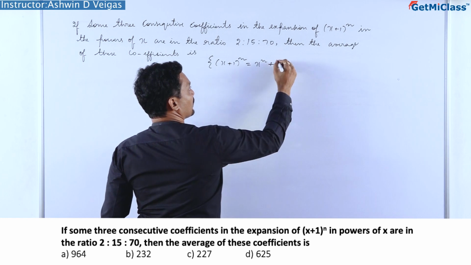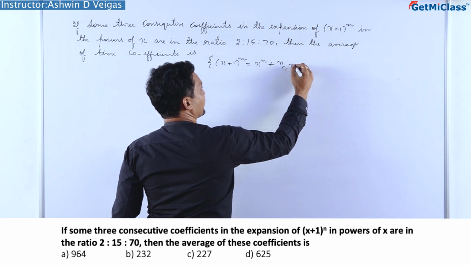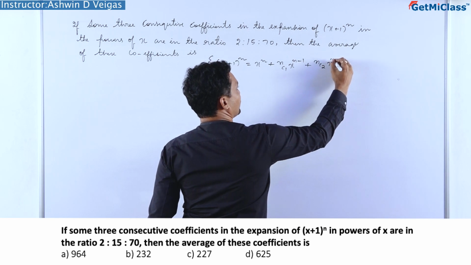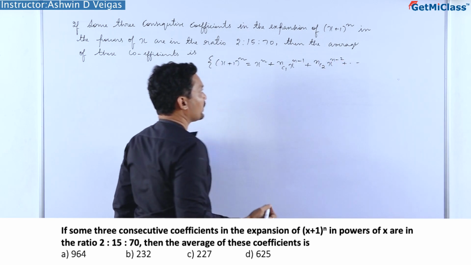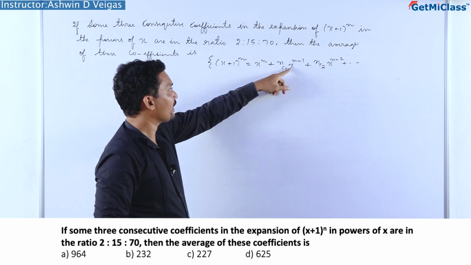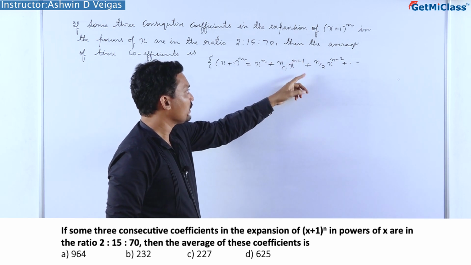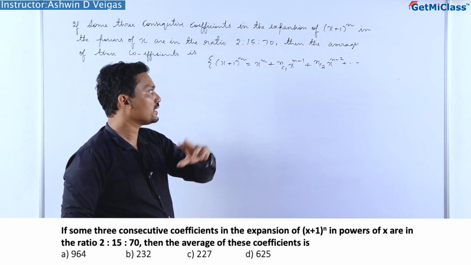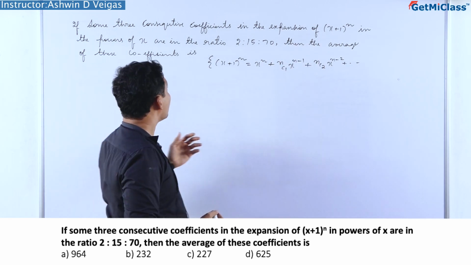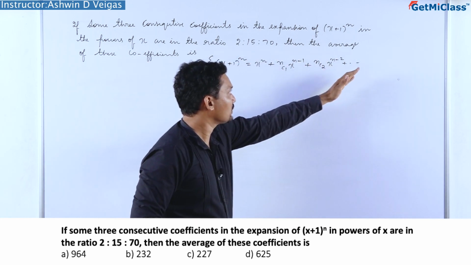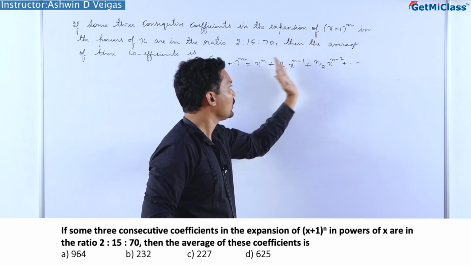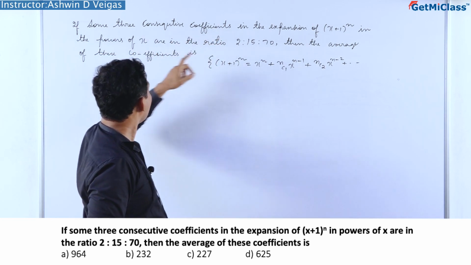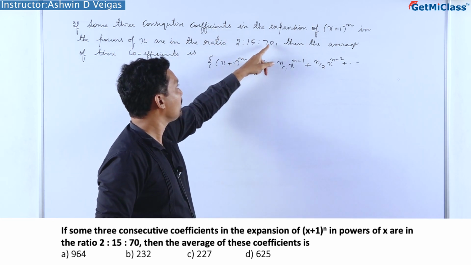nC0 x^n + nC1 x^(n-1) + nC2 x^(n-2), like this. Okay, because nC1 x^(n-1) into 1, nC2 x^(n-2) into 1 square. So, 1 we can forget there. So, you will get the coefficients like this. Now they are telling somewhere in this expansion the 3 consecutive coefficients are in the ratio 2:15:70.